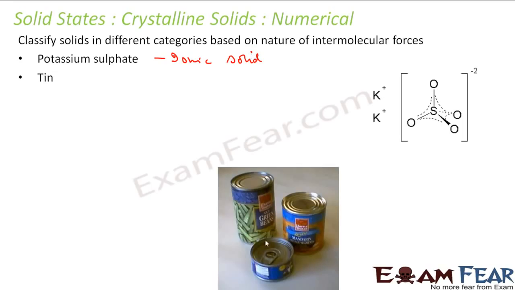Tin. Tin is a metal, right? So this is a metallic solid. Tin is generally used in biscuit and food item containers. This is a metallic solid.